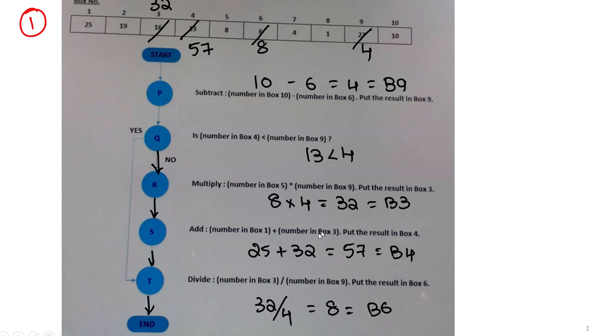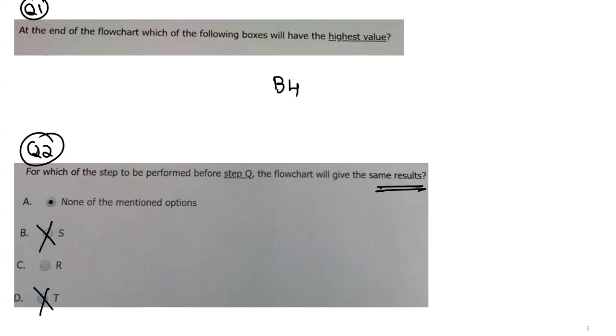As R box 3 is updated, this result will not be disturbed. It seems if R is kept before Q, but they also have to mention after P. If R is here, before Q and after P, results will not be disturbed. After P is not mentioned, that's the dilemma.